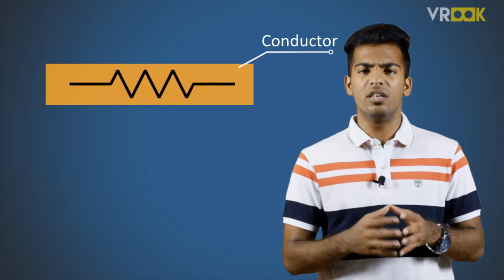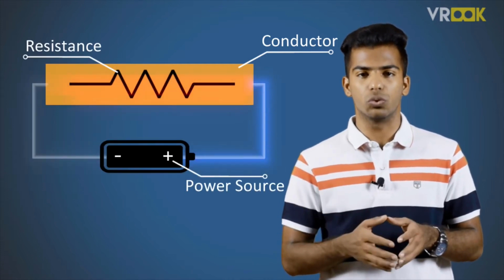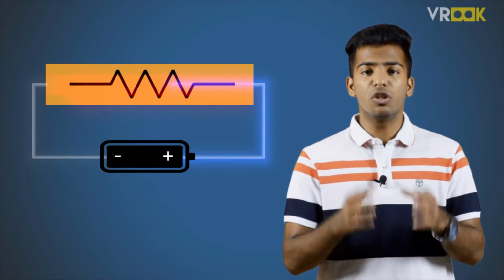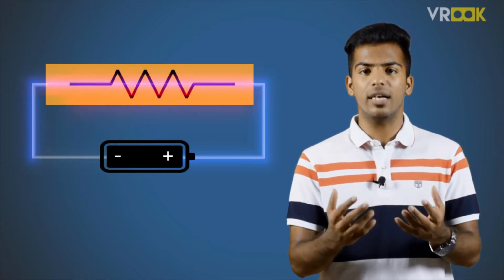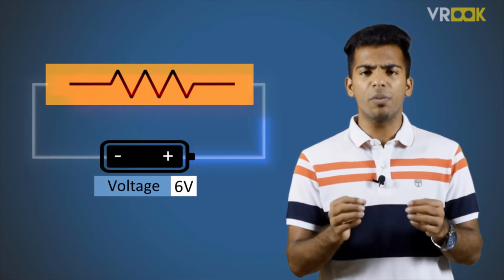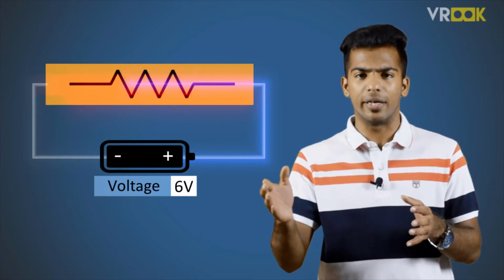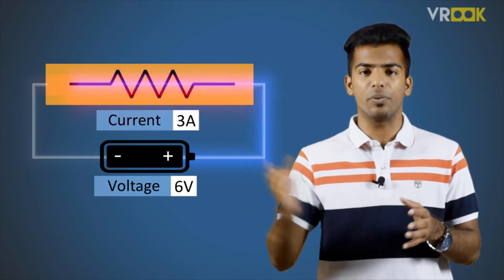Consider a conductor with some amount of resistance connected to a power source. Initially, the voltage applied across the conductor will be 6 volts. If we measure the value of current flowing in the circuit at this point, it will be 3 amperes.